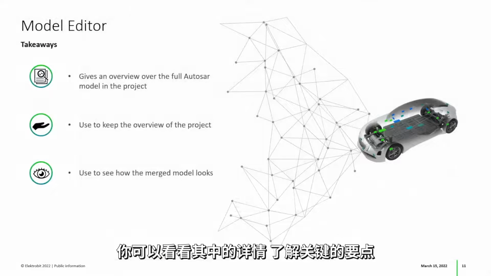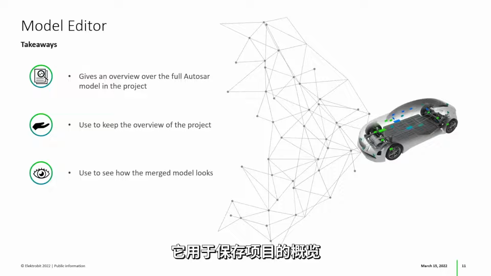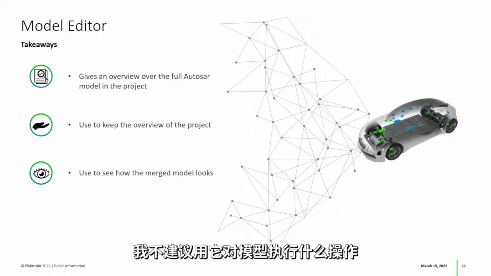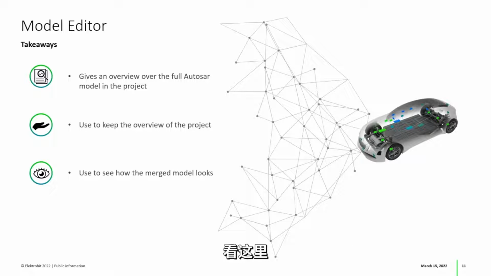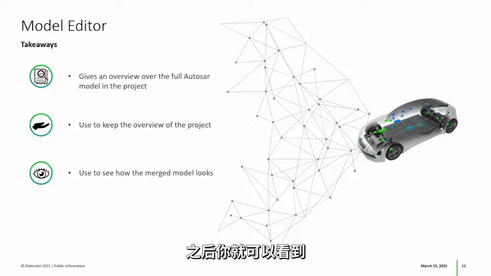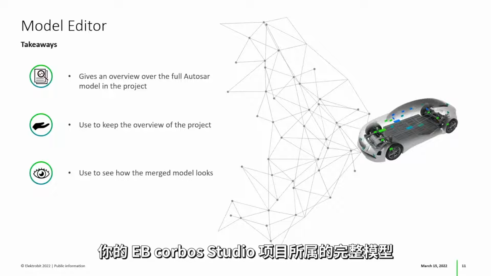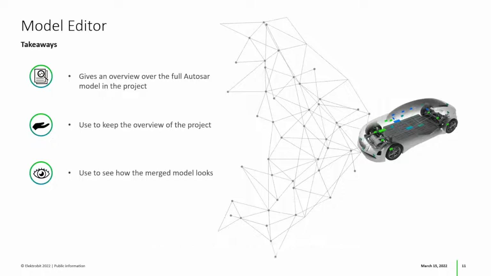To see the key takeaways, the model editor gives you an overview over the full AUTOSAR model within your project. And it's used to keep the overview over the project. I would not recommend to use it to add things to the model here. There are better editors for that. But it's really handy to see how the merged model looks in the end. So you will see how the full model looks that your code generator sees, that your Corpus Studio project sees.